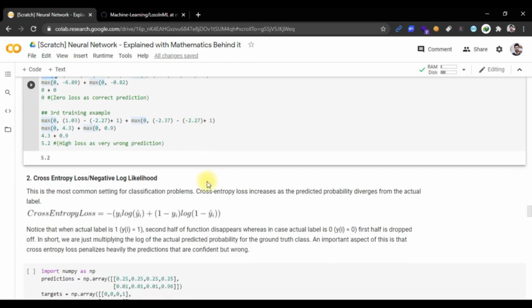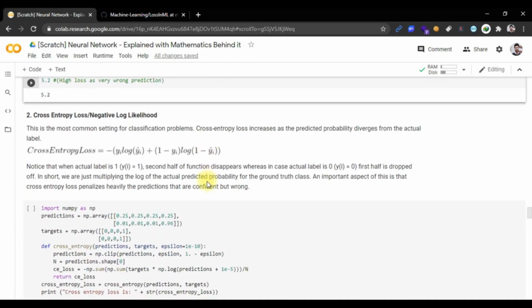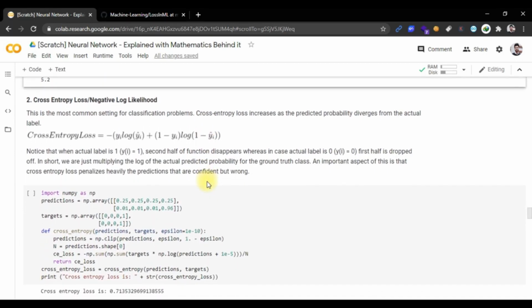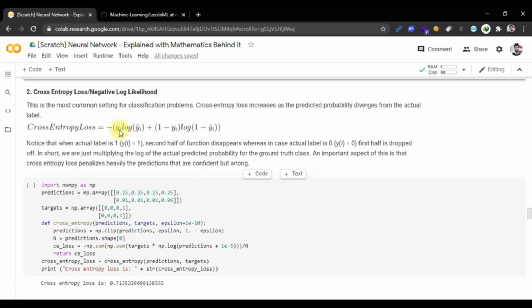Our other loss in this category is cross entropy loss or negative log likelihood loss. This loss is the common setting for classification problems because the loss increases as the predicted probability diverges from the actual label. When our prediction diverges from the actual label, only then does this loss occur.